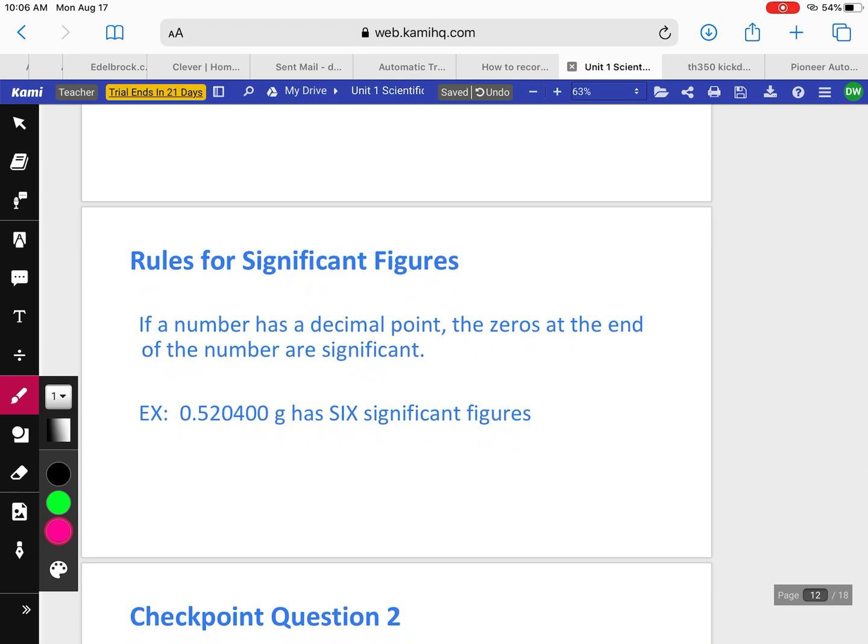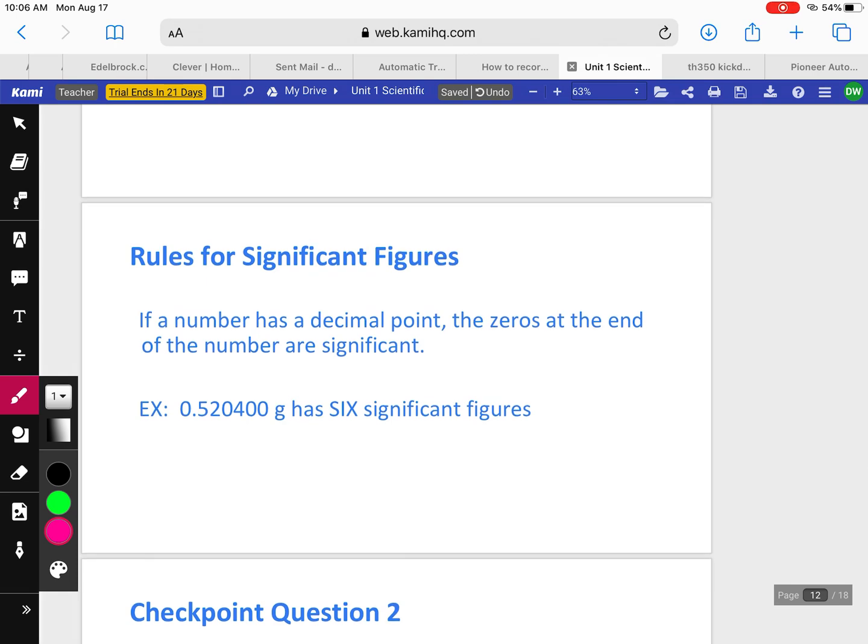if a number has a decimal point, the zeros at the end of the number are significant. This is the one that kind of throws everybody off. So in this particular number, we kind of have a little bit of everything. We have your non-zero digits right here. I'm going to put an arrow next to all the ones that are significant. Now, you also have a sandwich 0. Those are significant. These 2 at the end are significant because you have the decimal point right here.